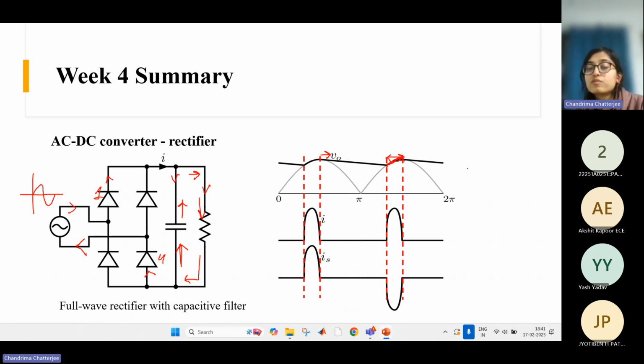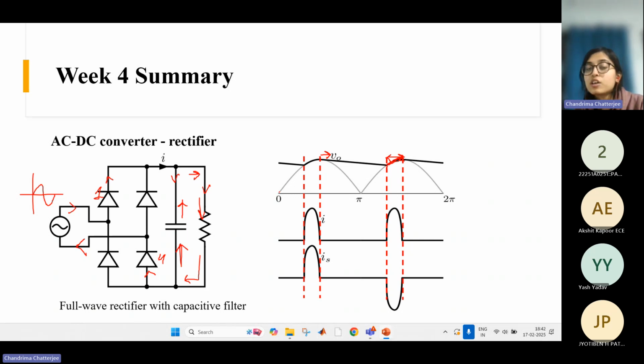But again, when the capacitor gets charged to the maximum grid voltage, like the peak point, then the source voltage again starts reducing, but the capacitor voltage doesn't allow this drop of voltage. It discharges and provides to the load resistance, right? So this is the cycle. And this is the advantage of providing a capacitor. This acts as a filter.